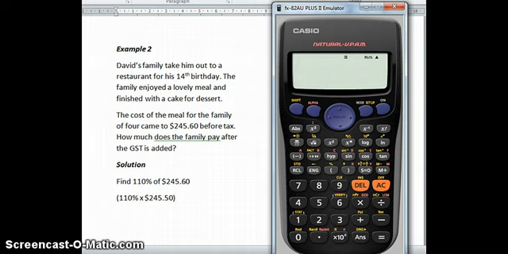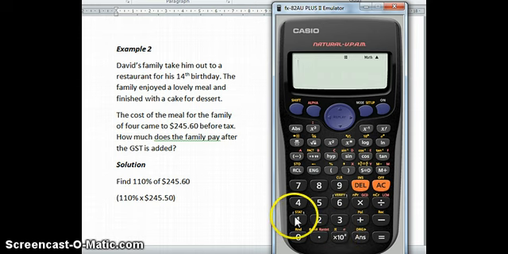So to do that, we simply multiply the pre-tax price by 110%. Now, example 2. David's family take him out for his 14th birthday. They take him to his favourite restaurant. The family enjoyed a lovely meal and finished off with a cake for dessert. The cost of the meal for the family of 4 came to $245.60 before tax. The question asks us, how much does the family pay after the GST is added?